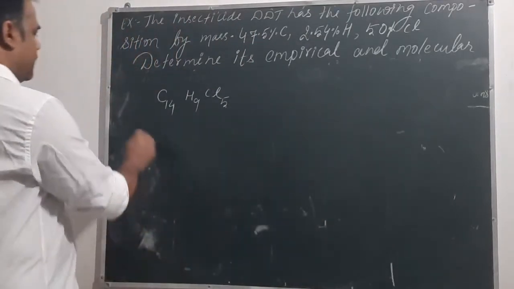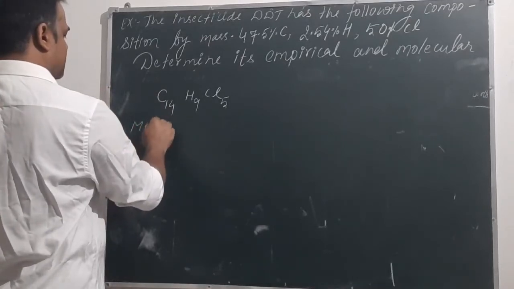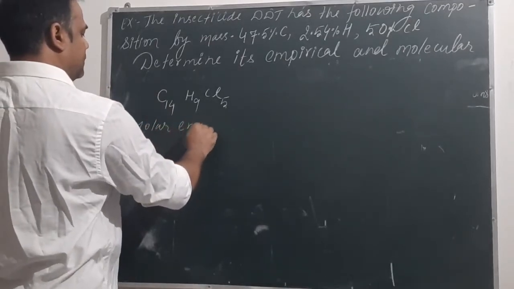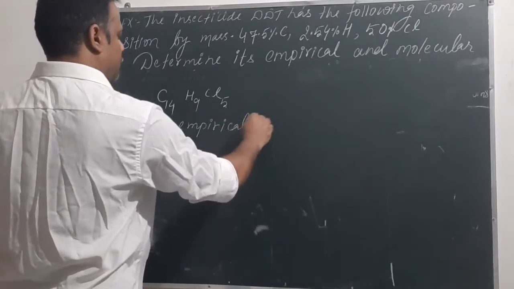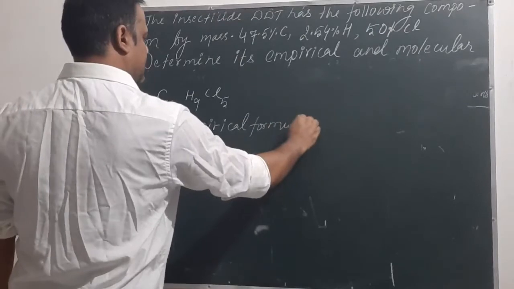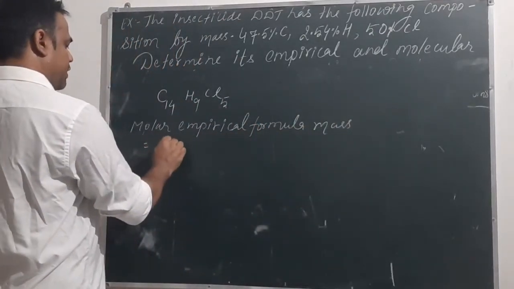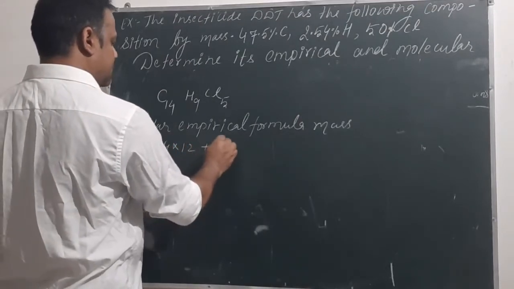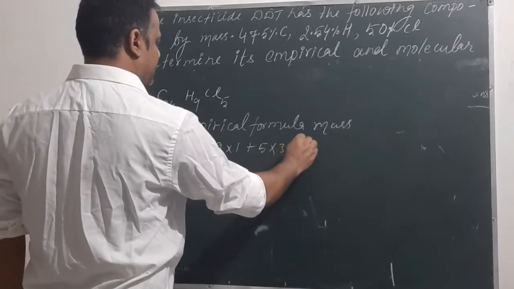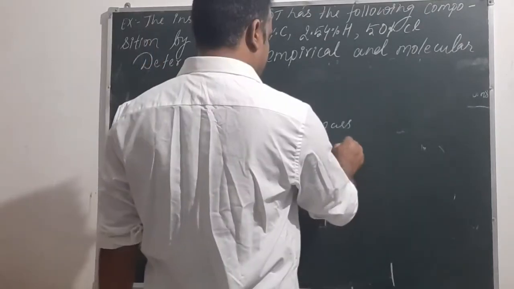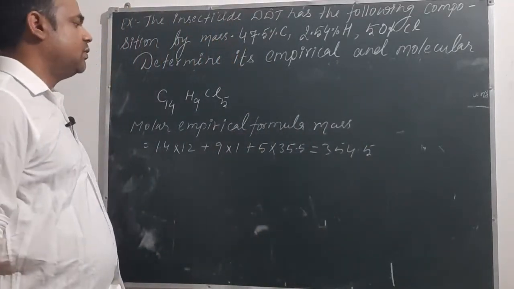Now we have to calculate the empirical formula mass. The empirical formula mass will be equal to 14 into 12 plus 9 into 1 plus 5 into 35.5. If we calculate all these, we get 354.5. This is the empirical formula mass.